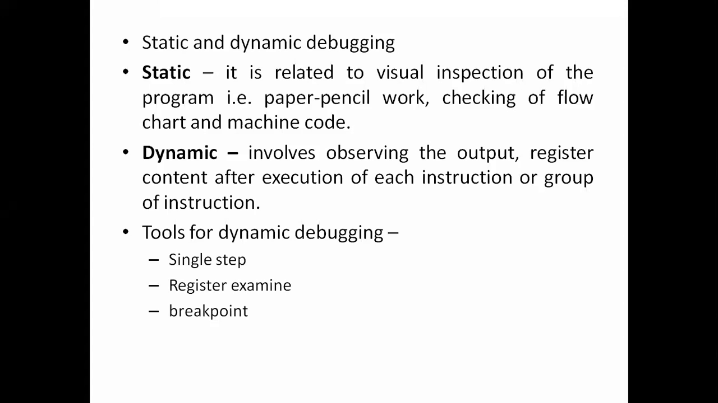So paper pencil work, whenever you are going to correct, that is called static debugging. And after feeding the program and while executing your program, whenever you are going to check the result, in the form of an output or in the form of a register content, or while executing any instruction, that is called dynamic debugging. So static debugging, nothing to explain about that because it is a manual process.